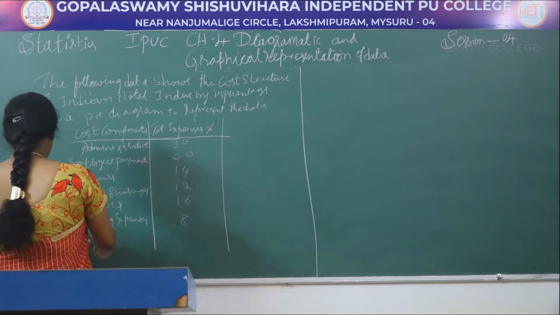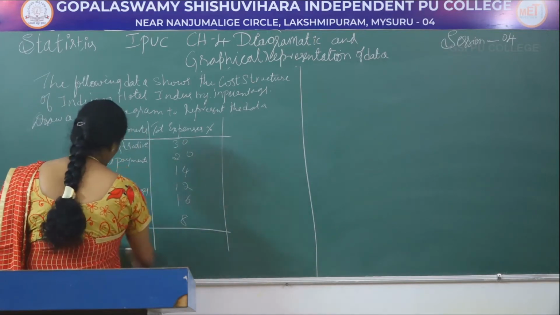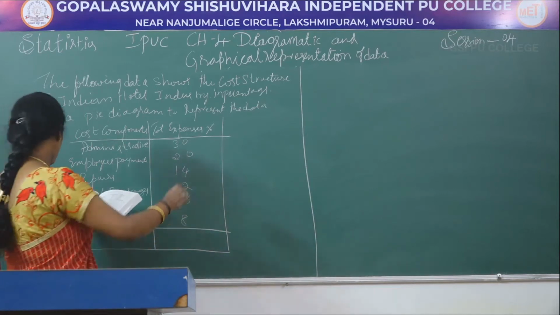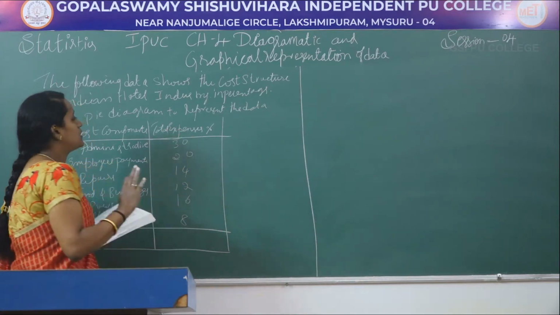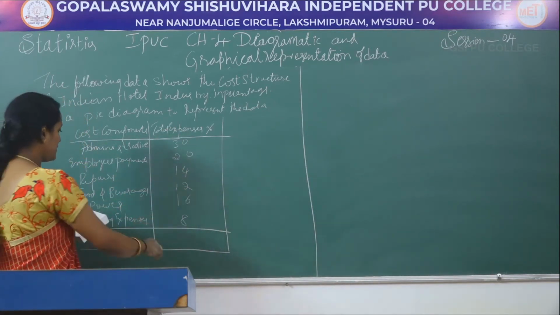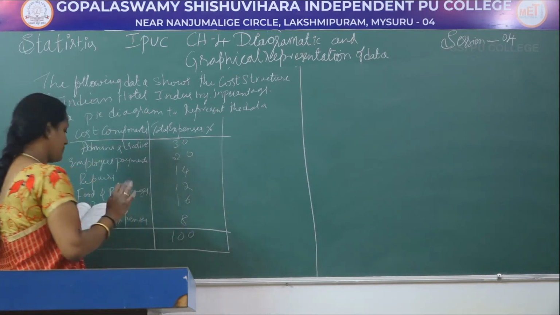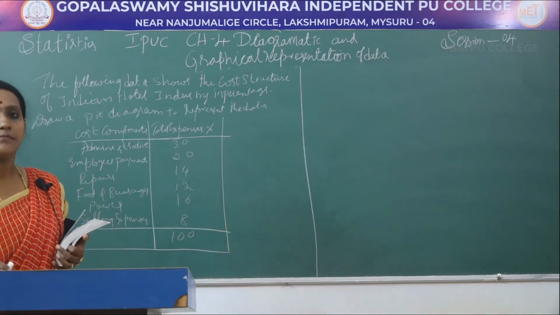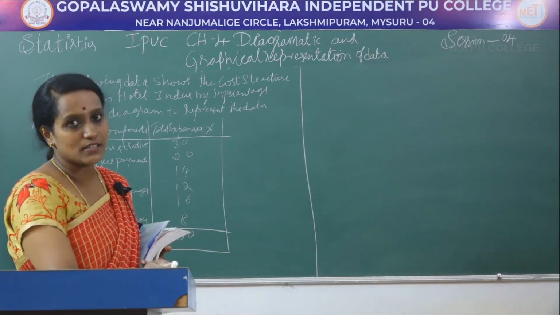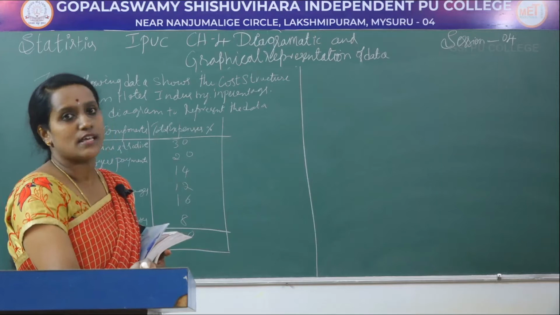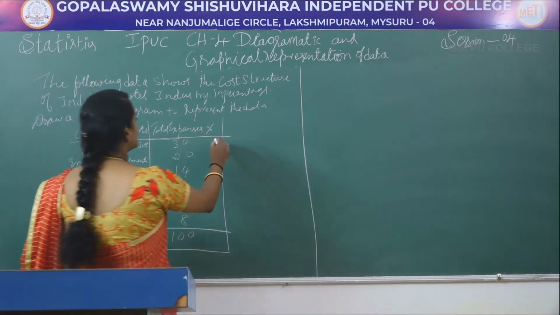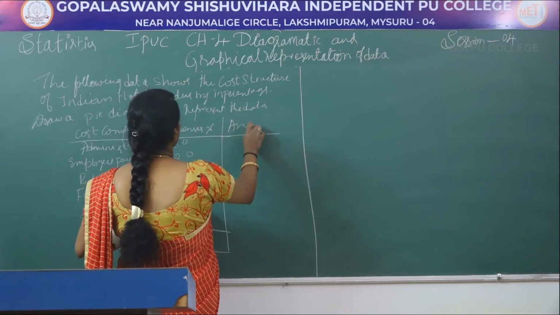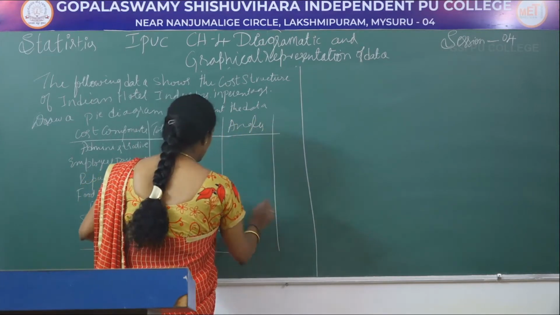So this is the data they have given. For this we have to construct the pie diagram, and the total expense they have given in percentage. So this total will be 100. Since we are constructing the pie diagram, it is in a circular form, that is in a circle form. So for each and every value we have to find the angles. The total angle of a circle is 360 degrees.